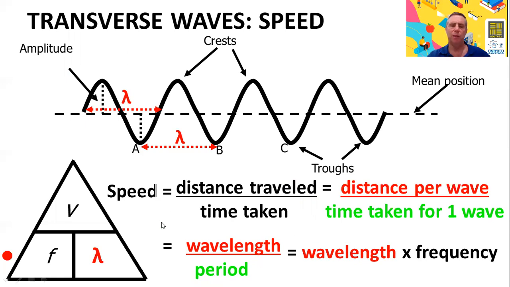times frequency. So you can put it in this triangle so it's easy to manipulate. Speed of the wave equals frequency times wavelength. So frequency is speed over wavelength, and wavelength is speed over frequency.